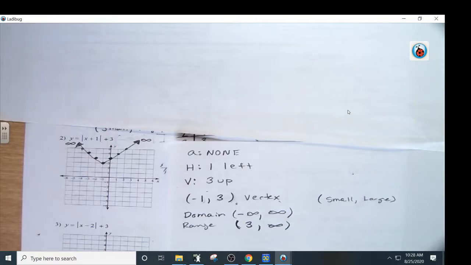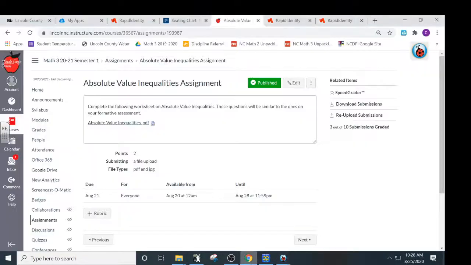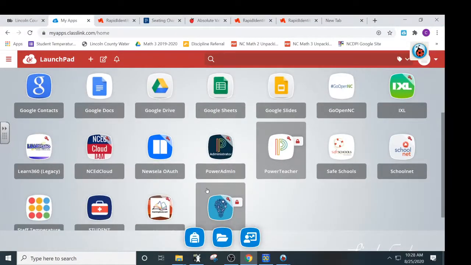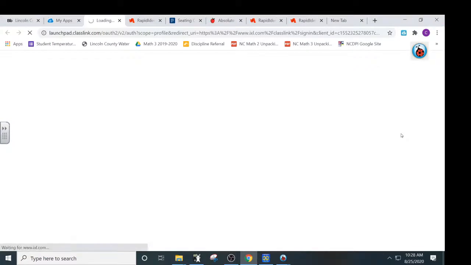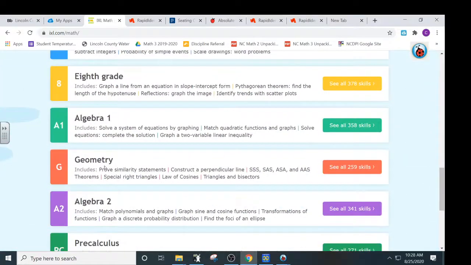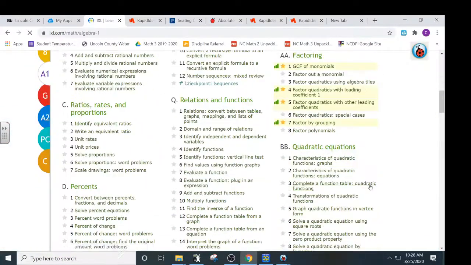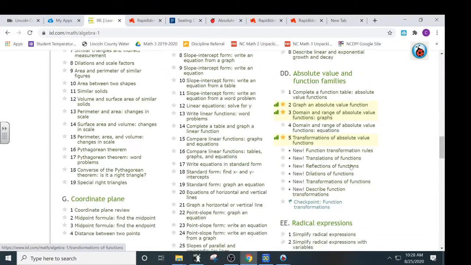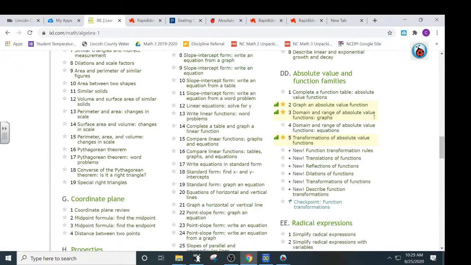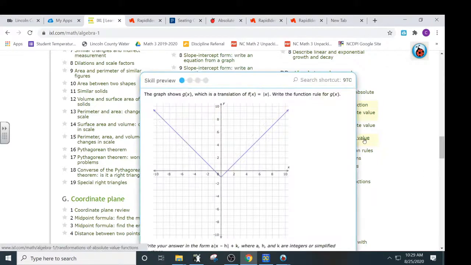All right. Now, let's do this. Now, guys, the main reason, don't quote me on this, I got to look again, but the reason I want to do this is because on your IXL, you have to graph an absolute value function. You got to give the domain and range, and you got to give the transformations.